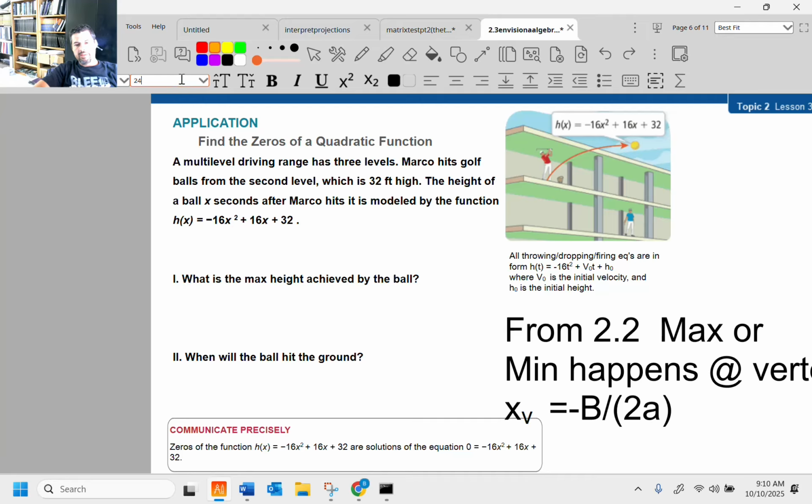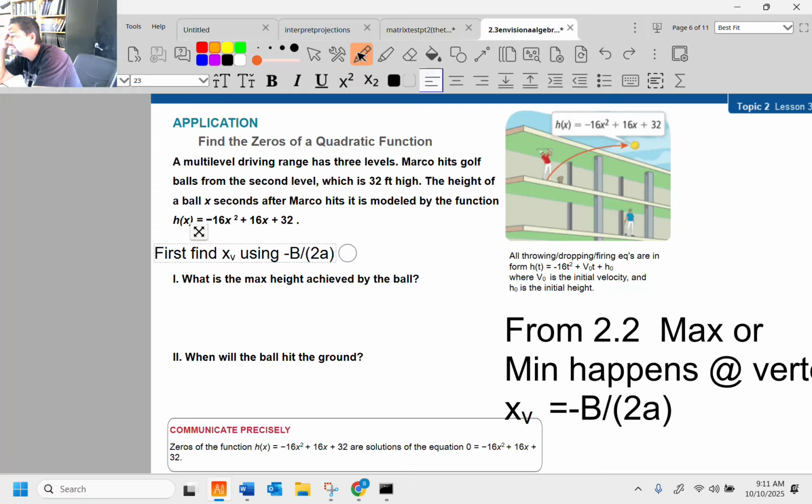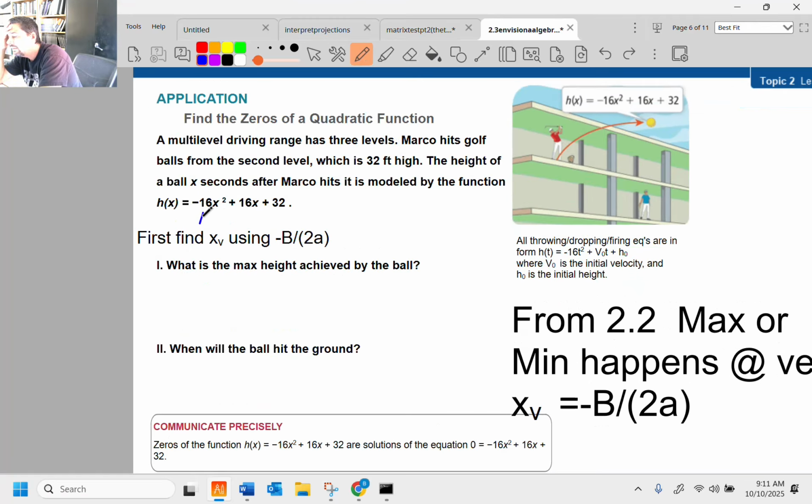And we're going to go back and support this with a graph, okay? So, boy, that's gigantic. There we go. So first, find the x-coordinate of the vertex using opposite b over 2a. Right? That's our first step. Now, let's go over a, b, and c, by the way. This is a, this is b, this is c.